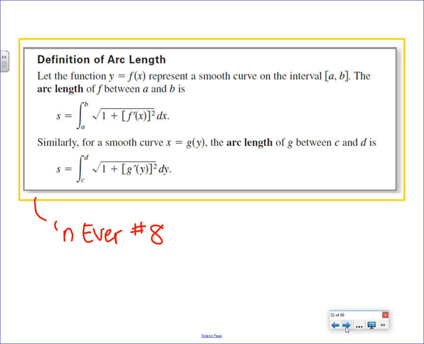The interval from a to b, they're going to have to both be x's if you're doing it in terms of x, 1 plus the derivative squared dx. So we have to find derivatives first and then plug in and solve. How nice are these formulas? Pretty nice, as far as the work that is required.